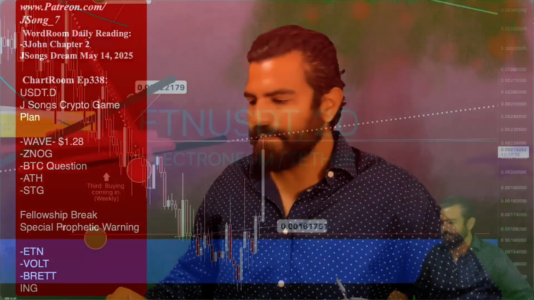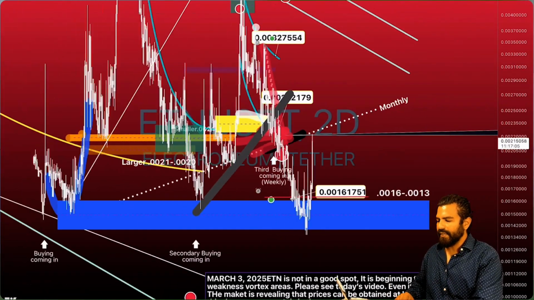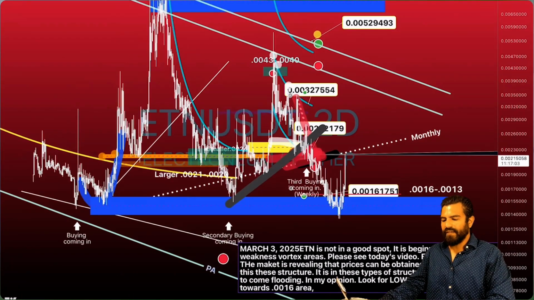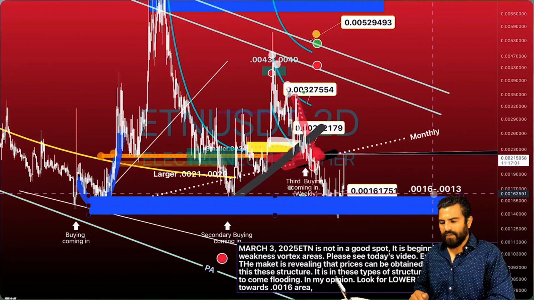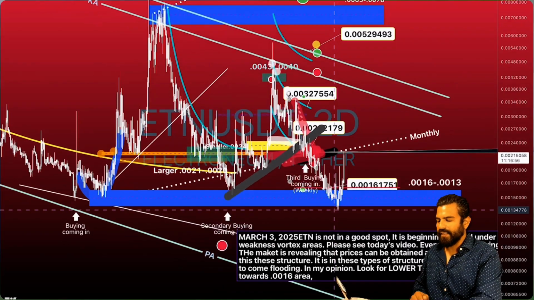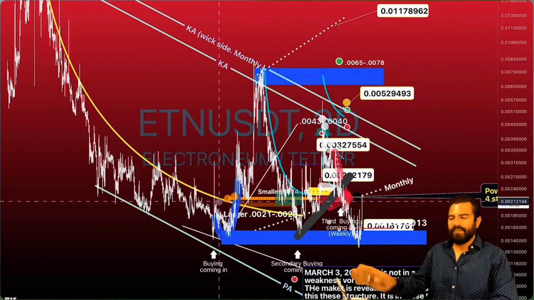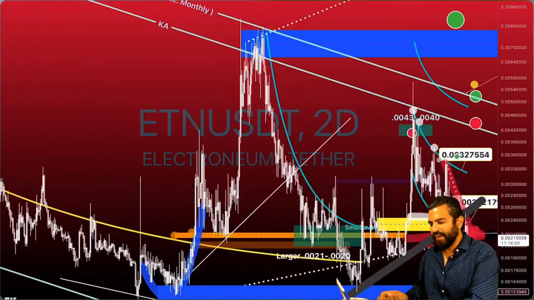Okay, here's ETN. All right, we're looking at some supports on ETN, old flats. We identified these last time, 016, 0013. We're going to take a look again. We've been in a downtrend. Price has not really been able to build on these support cuts for very long.